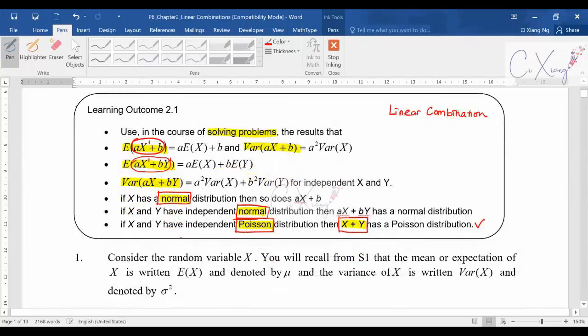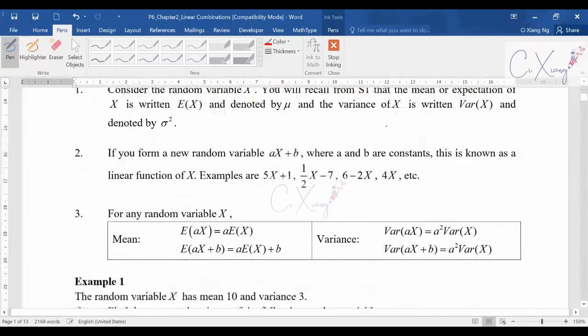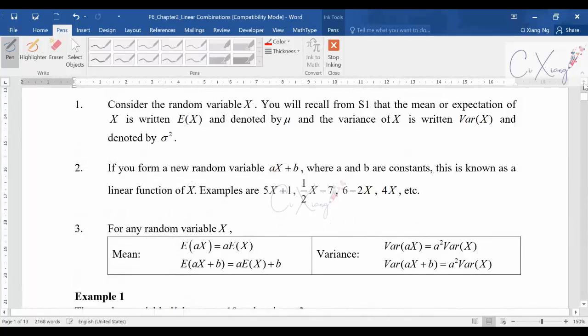Yeah. All right. So let's start with our main idea here. Okay, main thing. All right. So when we talk about random variable x, from statistics 1 you should know that the mean we write as E(X), and the variance we write as Var(X). Okay. So if you form a new random variable ax plus b, again, as I said just now, x is power 1, and a and b are numbers. So when we have ax plus b, this is linear combination, known as a linear function or linear combination.